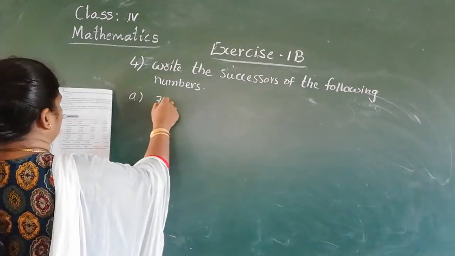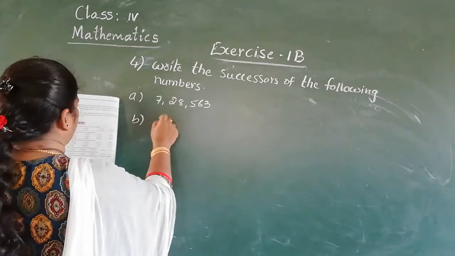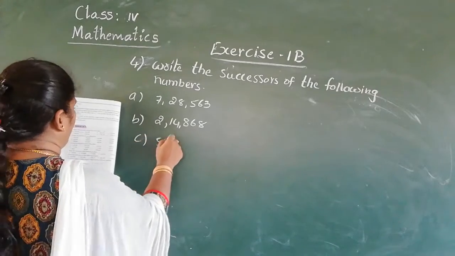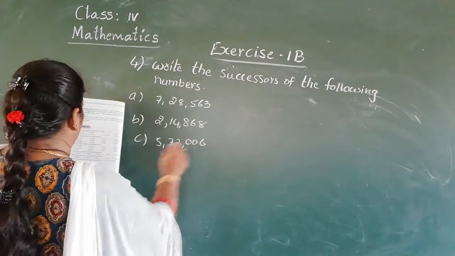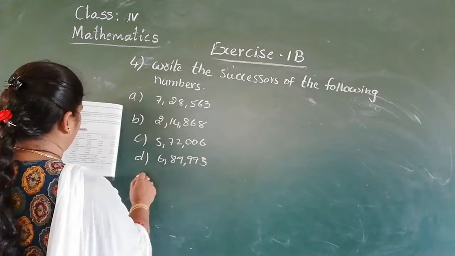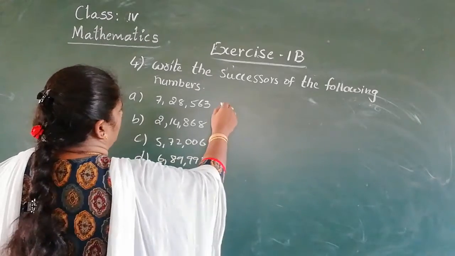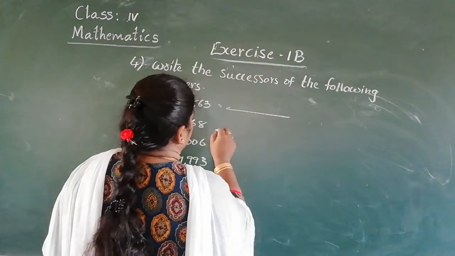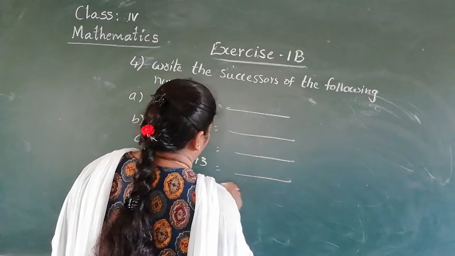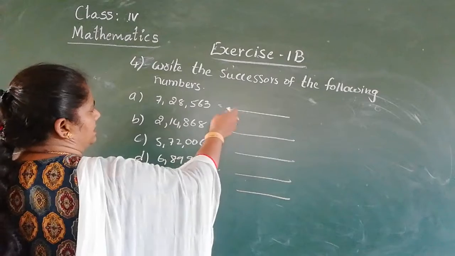So A 7,28,567, B 2,14,868, C 5,72,006, D 6,89,993, E 9,50,007. How do we get the successor? Successor means after number. Okay. So if you add 1 to this number, we will get the successor.